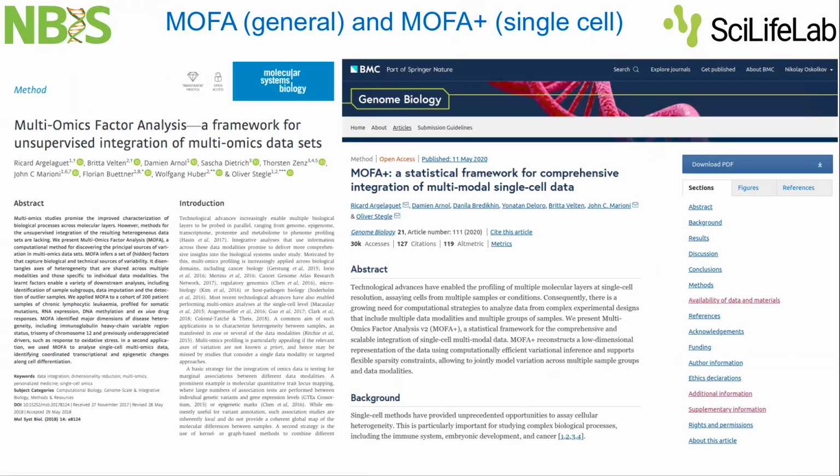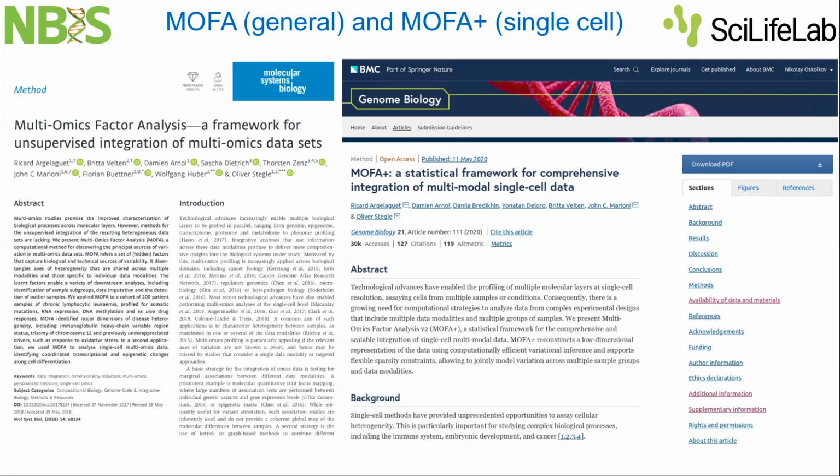MOFA belongs to, you can think about MOFA as something that can really be related to generative AI even, because essentially it implements this factor analysis, which is generative learning. So generative AI is the next step.